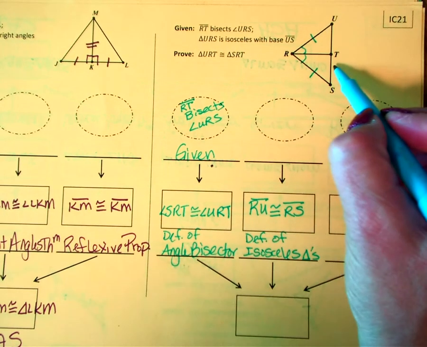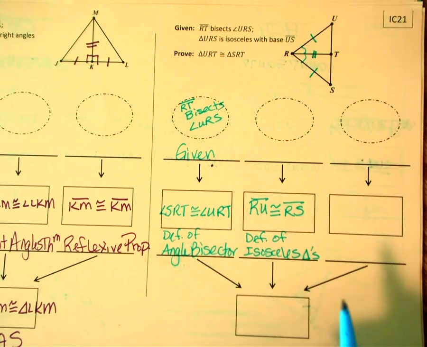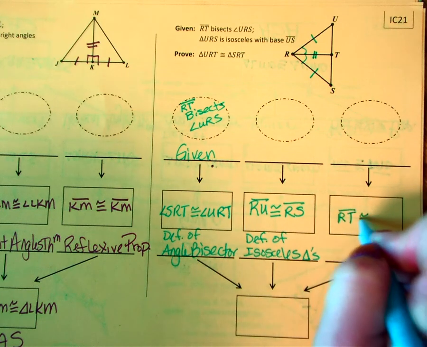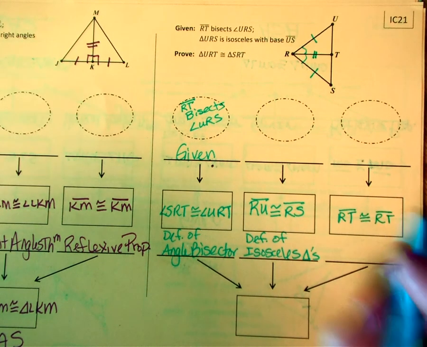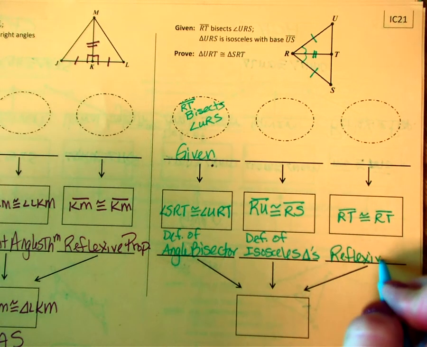Okay, and what else do I see in my diagram that I know? I know RT is congruent to RT, and why is that? Segment RT is congruent to segment RT. Reason is reflexive property.